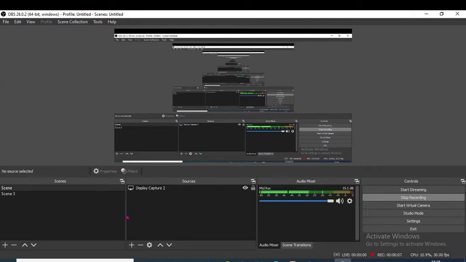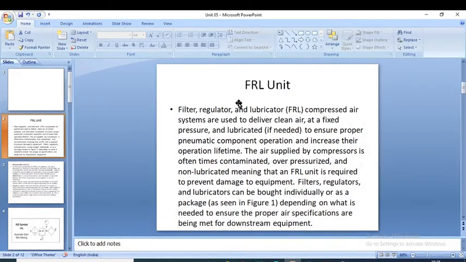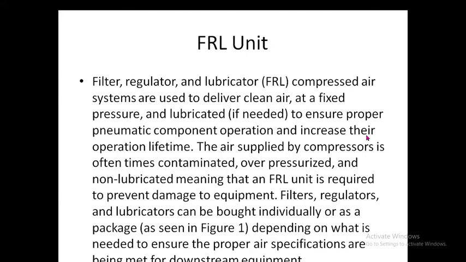Today we are going to see the components of a pneumatic system, and the first component we are going to see today is the FRL unit. The full form of FRL is filter, regulator and lubricator. We are going to study this FRL unit one by one, and then in depth also we are going to study them. Okay.